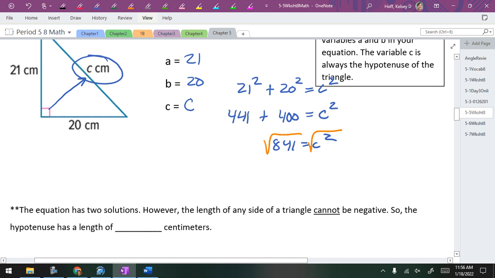29. Now remember, when we take the square root, really we have two answers, right? A positive and a negative. This equation has two solutions. Okay, but this is my triangle, the side length is negative 29. Can you have a negative side length of something? So only the positive answer works. So the hypotenuse has a length of 29 centimeters.